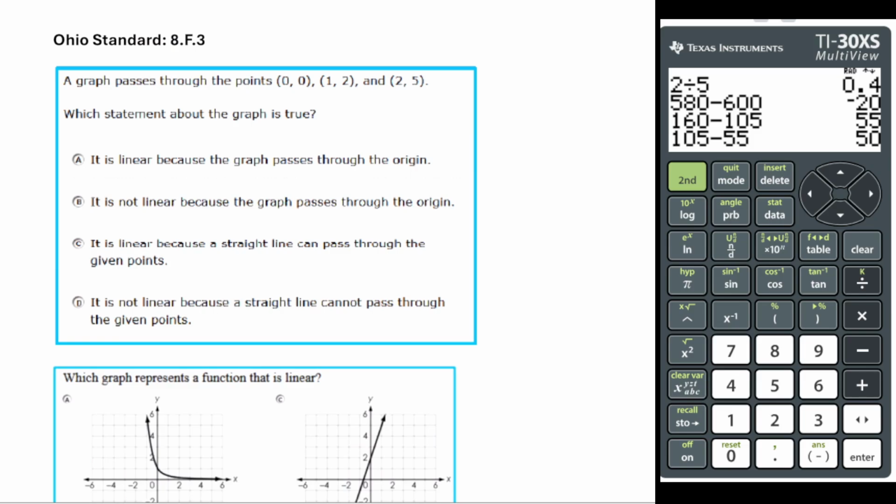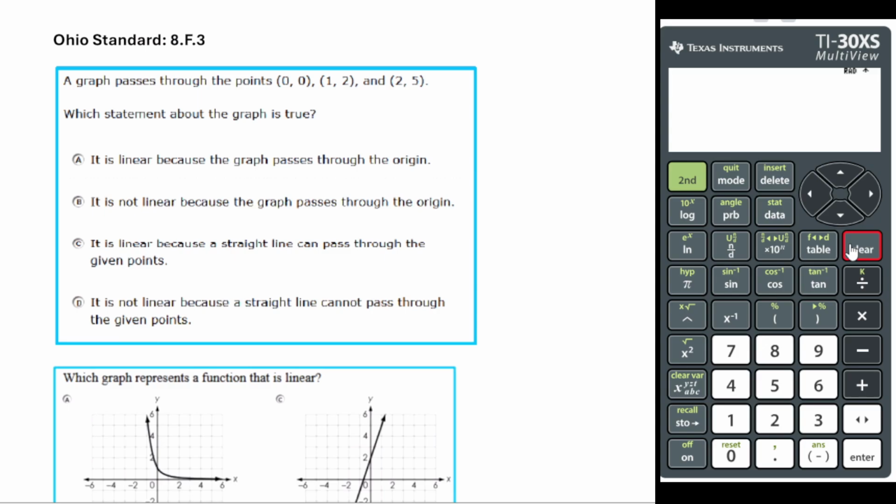A graph passes through the points (0, 0), (1, 2), and (2, 5). What statement about the graph is true? A, it is linear because the graph passes through the origin. B, it is not linear because the graph passes through the origin. C, it is linear because a straight line can pass through the given points. Or D, it is not linear because a straight line cannot pass through the given points.